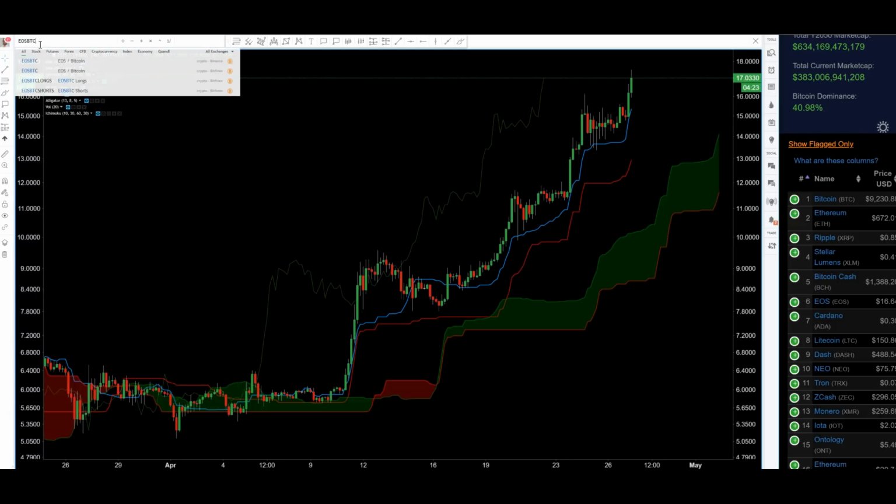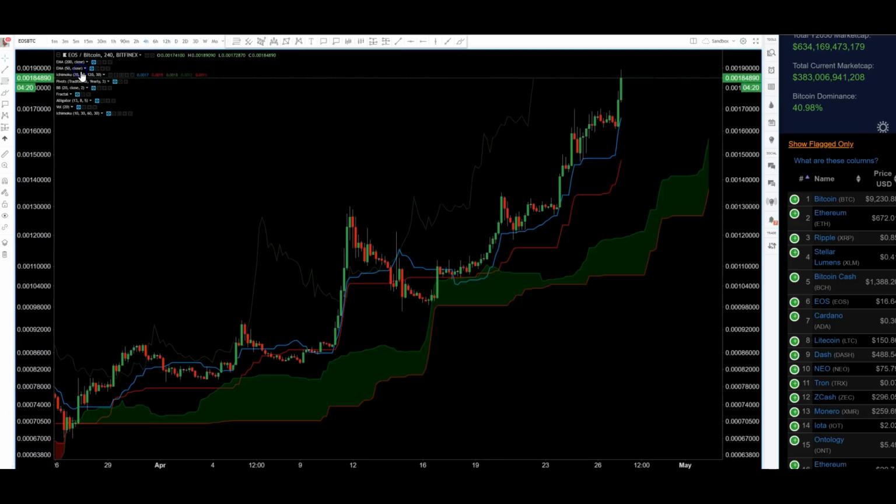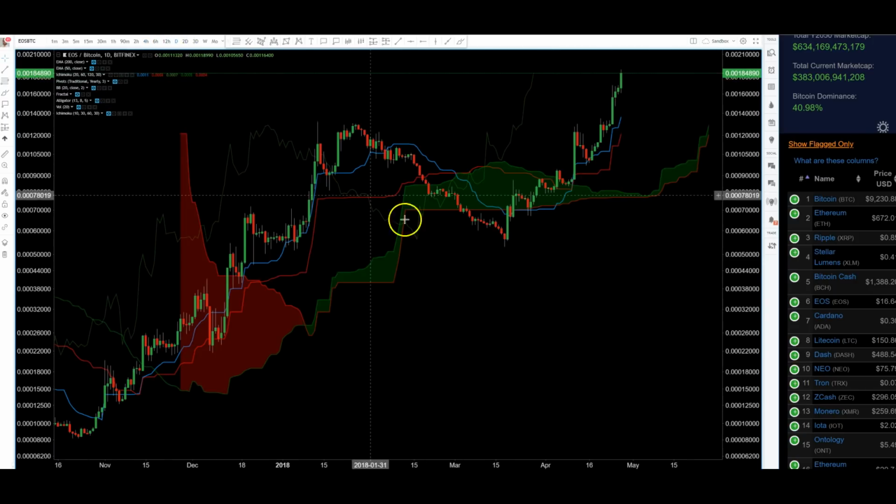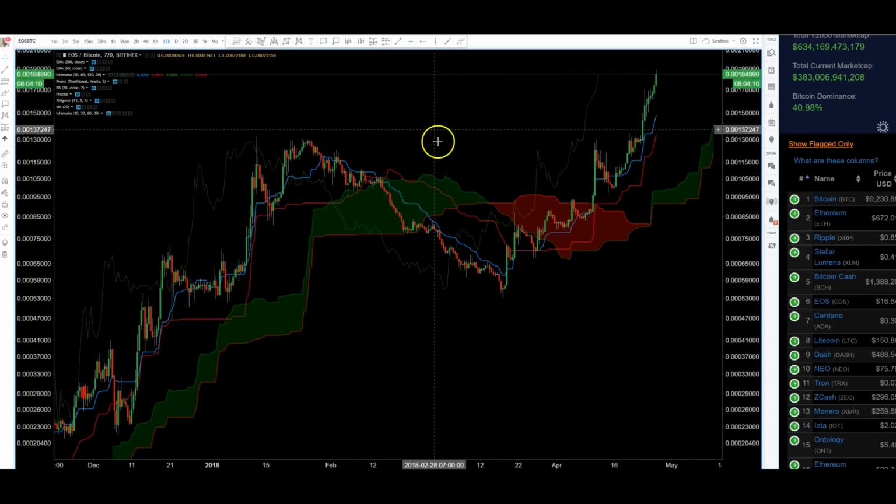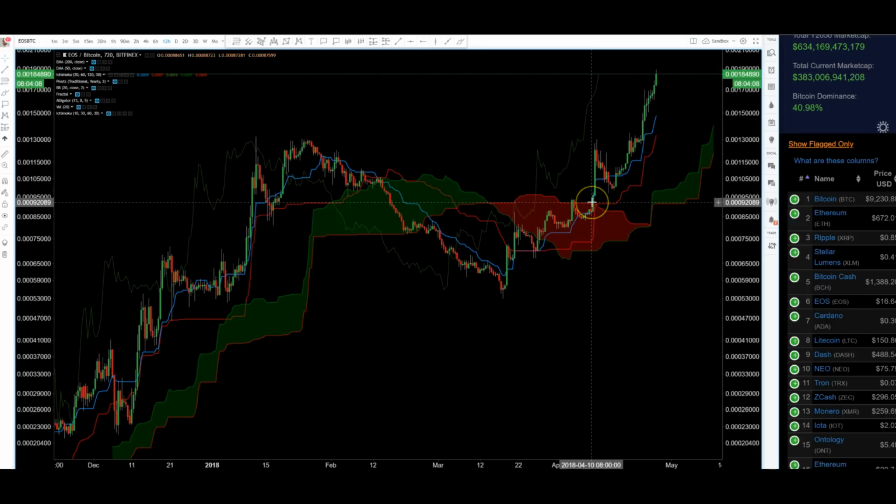EOS BTC. Haven't really looked at this one, but it looks almost the same on the 4-hour. On the daily, again, everything's super bullish. There's no entry here though. That's the problem. You know, your entries are way down here. Kijun, Kumo breakout.